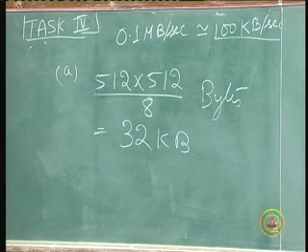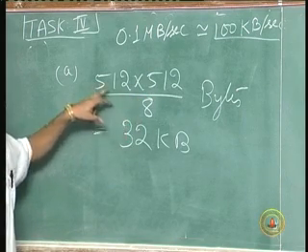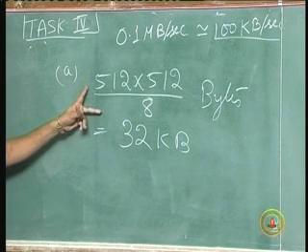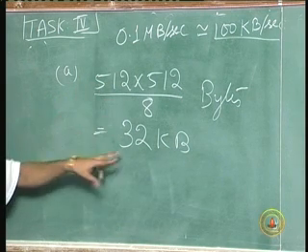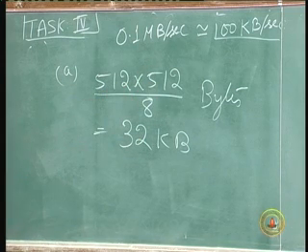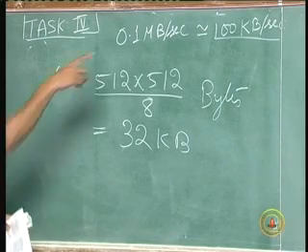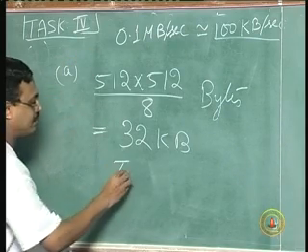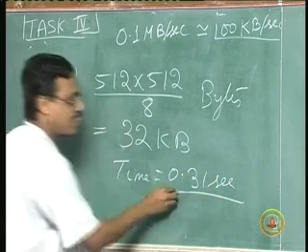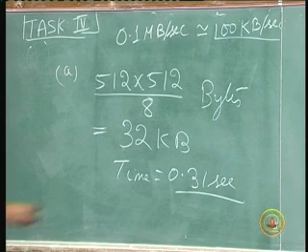You can check it out yourself, because 512 divided by 8 will give you 2 to the power 6. So, you basically get 32 kilobytes that need to be transferred, at 100 kilobytes in 1 second. So, for 32 kilobytes the time required will be about 0.31 seconds. That is the answer for the first part.